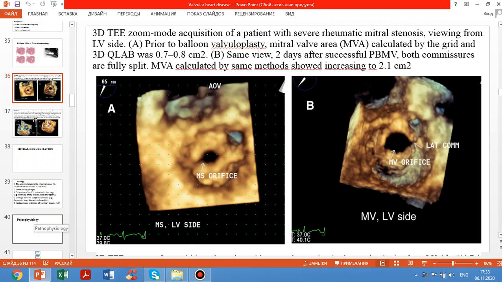In the second picture, you can see the same view 2 days after successful balloon valvuloplasty. Both commissures are fully split. Mitral valve area calculated by the same methods shows an increase to 2.1 square centimeters.